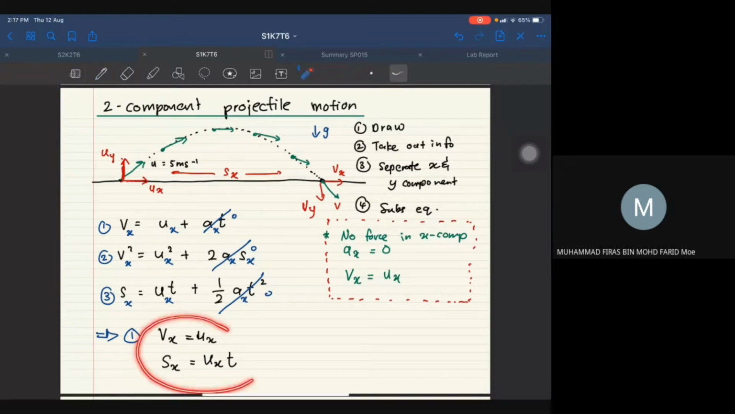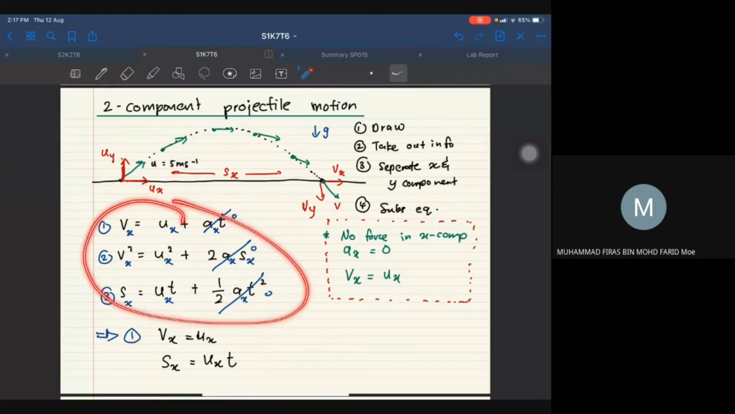This equation will not be given in the exam. Dia tak diberi. So you have to derive. Tak ada derive. You have just to take it from here. Anggap yang A tu equals to 0. Apa yang dapat, tinggal ini je lah yang ada. Okay, ada soalan tak? Kalau tak ada soalan, kita try tengok yang Y component pula.